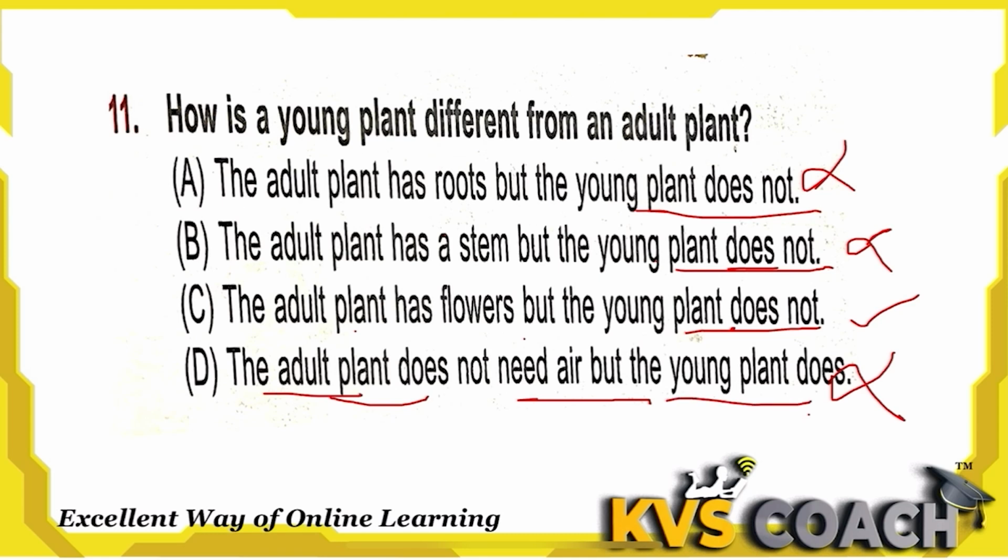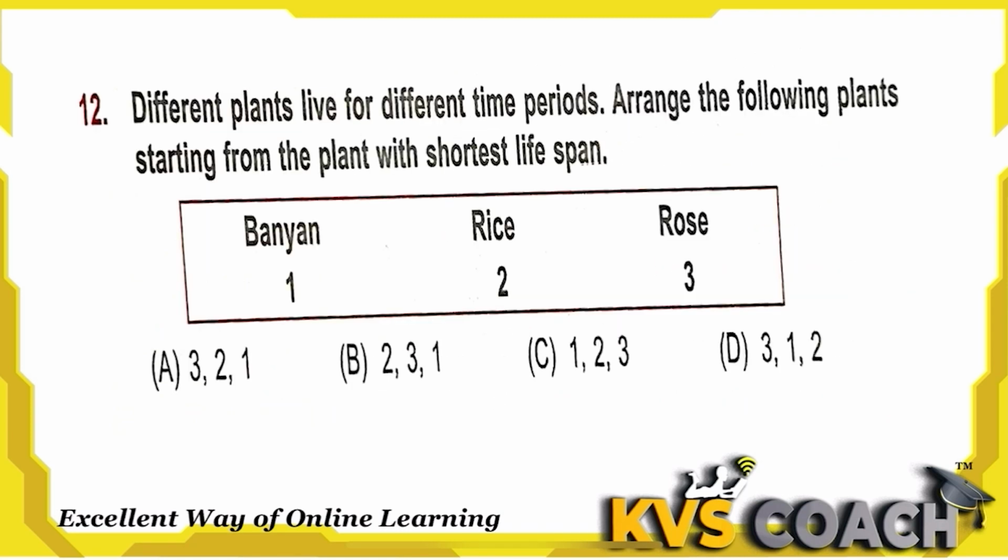So the right answer is the adult plant has flowers but the young plant does not. This is the right option, because a young plant cannot produce flowers, but when it grows into an adult it produces fruit and flowers. So option C is the right answer.